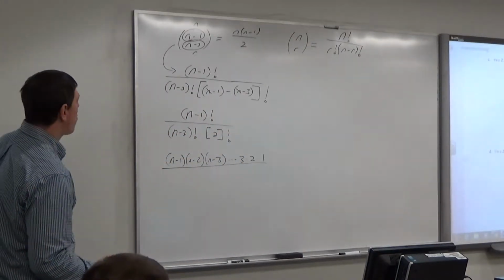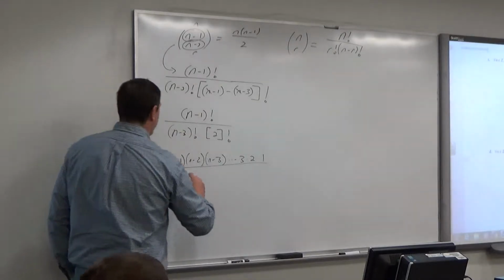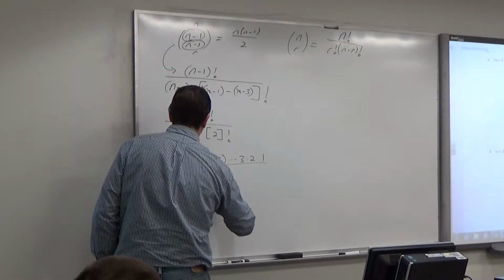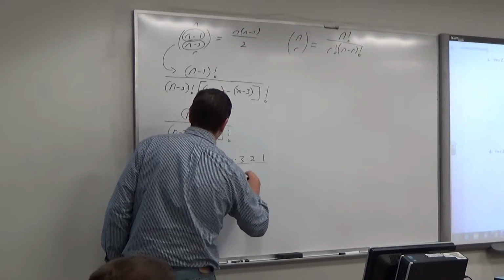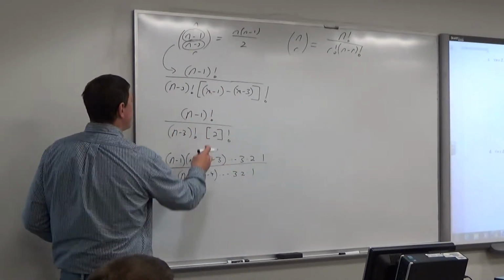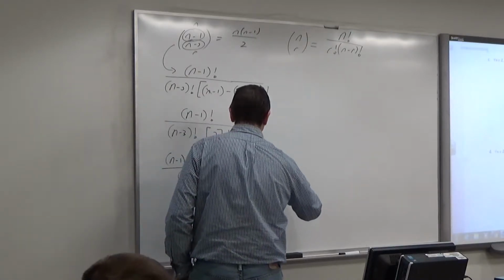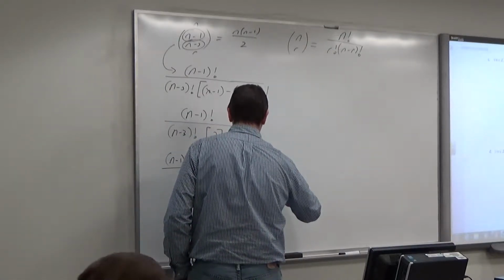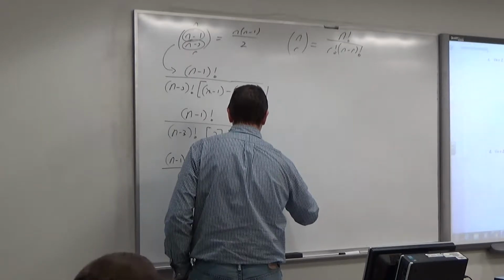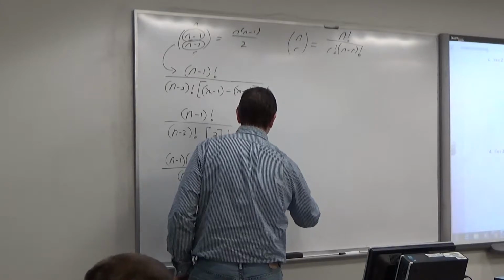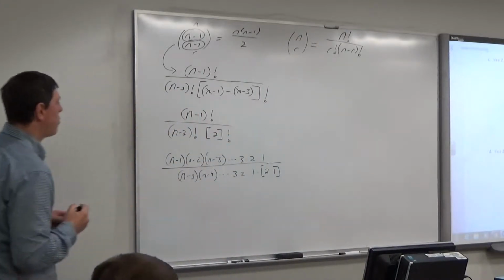And then in the denominator, this would be n minus 3, n minus 4, all the way down to 3, 2, 1. Okay? Now we still have that 2 factorial. So in brackets, and then times, I'm going to put the expanded form of that, the 2 times 1, in the brackets.